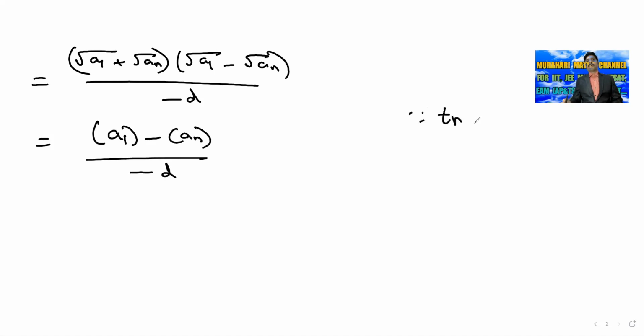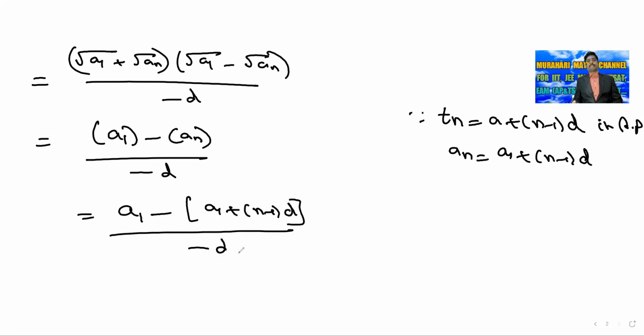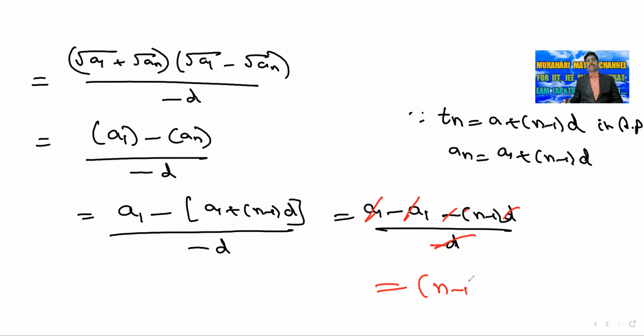Okay, we have the nth term formula a + (n - 1)d. So in an AP, An is the nth term, and the first term is A1, so An = A1 + (n - 1)d. So A1 minus An is A1 minus (A1 + (n - 1)d), by minus D. A1 gets cancelled as well as minus D. Okay, what is the answer? n minus 1 is the answer.